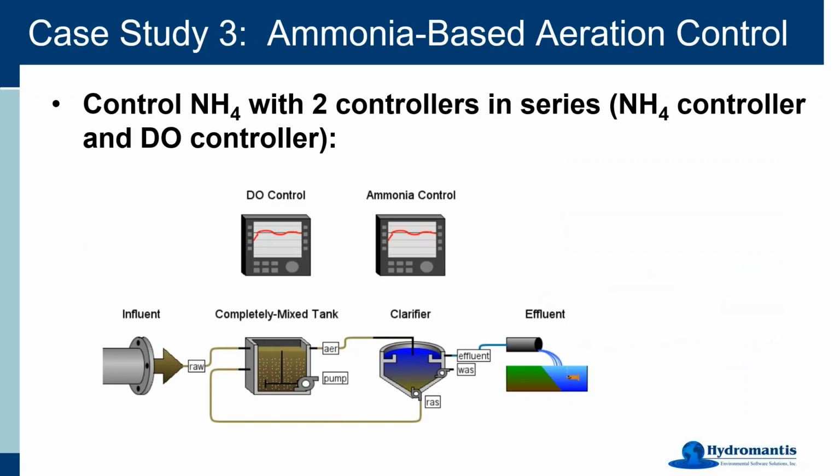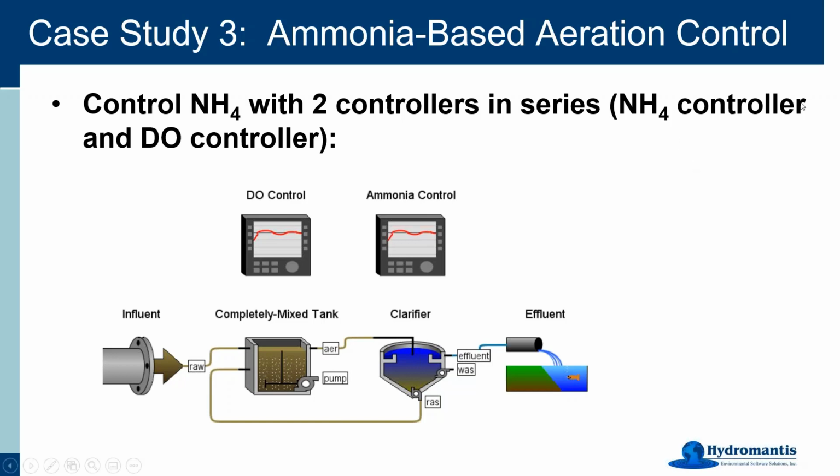Okay, so now case study 3, ammonia-based aeration control. So that's ABAC by a short name. And basically in this case, we want to be able to control effluent ammonia. This is not anything to do with denitrification like the last one. This is primarily just about nitrification. Ammonia-based aeration control is there to try and hit a specific effluent ammonia concentration. And it's done with 2 controllers in series. It is a cascade controller.